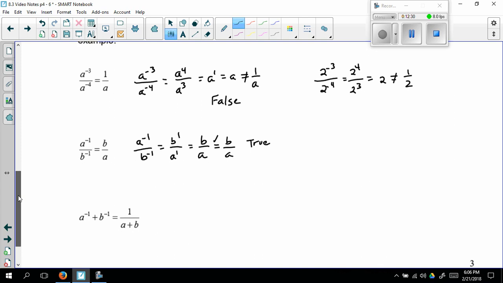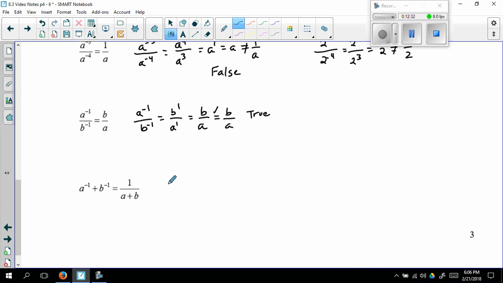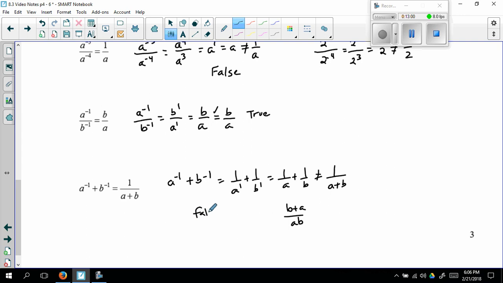And lastly, one more. Okay, a to the negative 1 plus b to the negative 1. That's the same thing as 1 over a to the 1st plus 1 over b to the 1st, which is just 1 over a plus 1 over b. That's not equal to 1 over a plus b. If you came up with common denominators, that would be the same thing as b plus a over ab. Okay, it is not equivalent. So this is false.